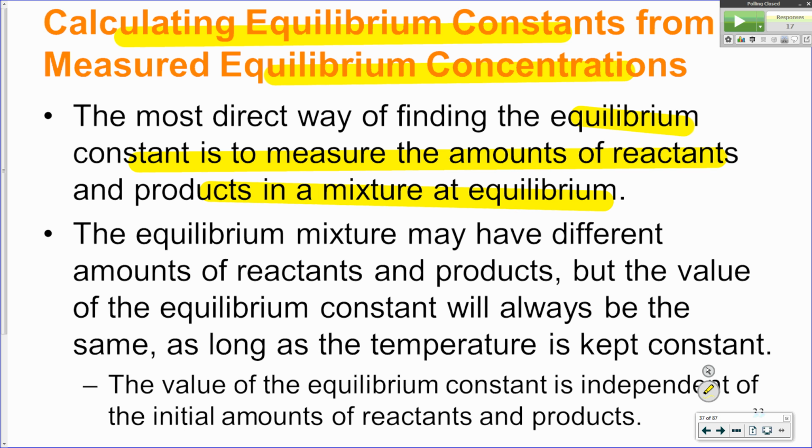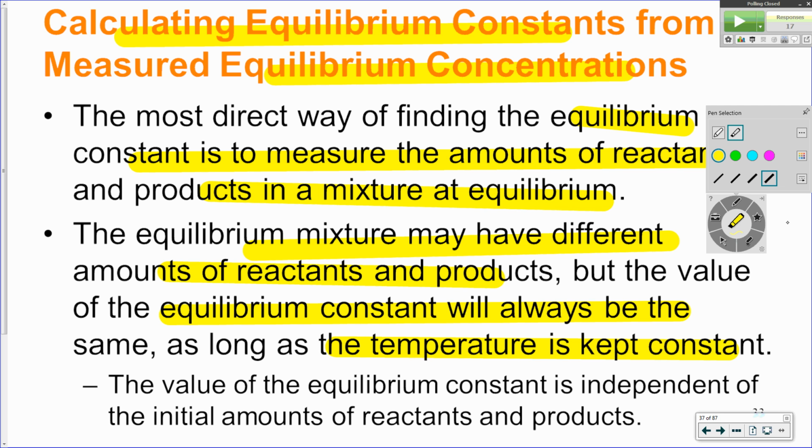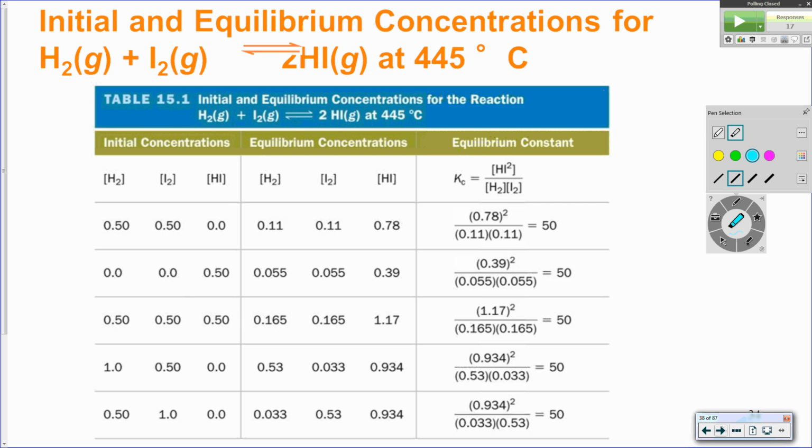But what happens when an equilibrium mix has different amounts of products and reactants? The equilibrium is going to adjust, but that system at the same temperature is always going to achieve the same equilibrium constant. So as long as you don't alter temperature, the K value, K sub C, is going to be the same. K sub C doesn't depend on your starting concentrations. It doesn't depend on the initial amounts of the products or the reactants. It just matters what it is for that particular temperature.